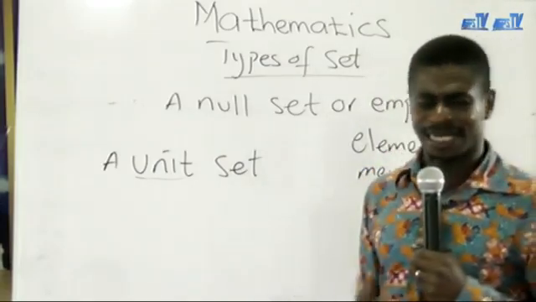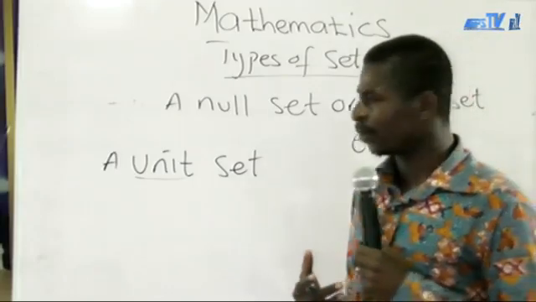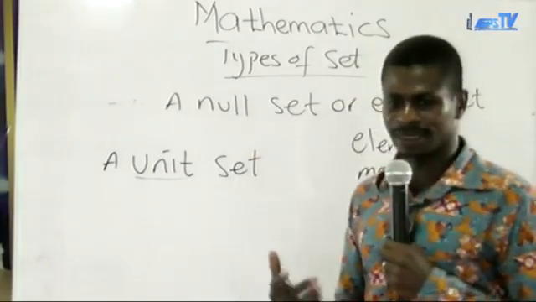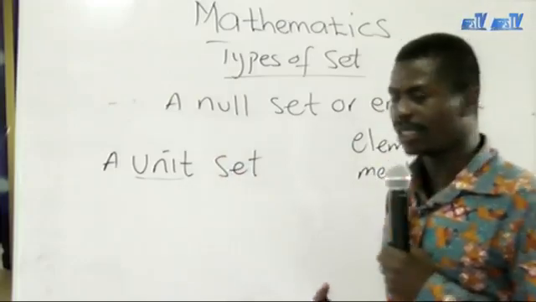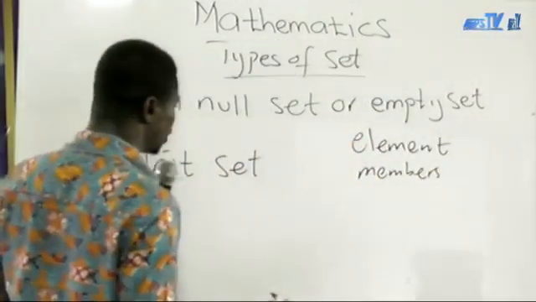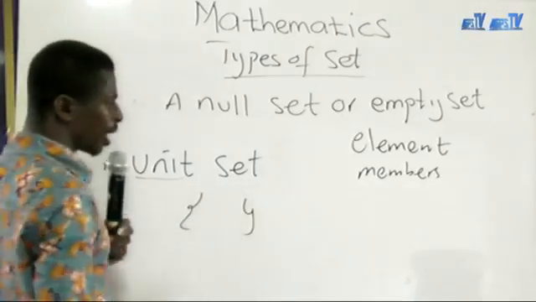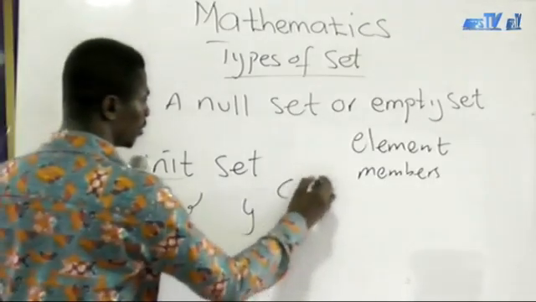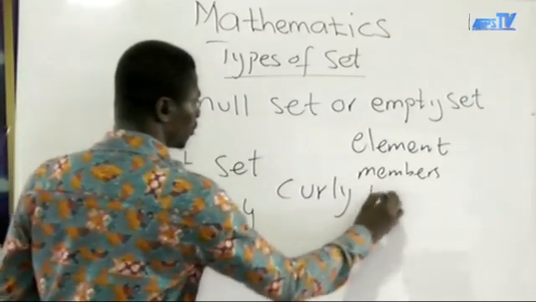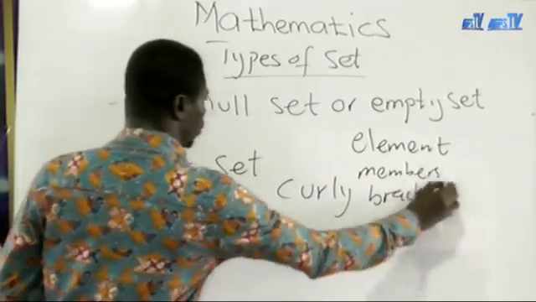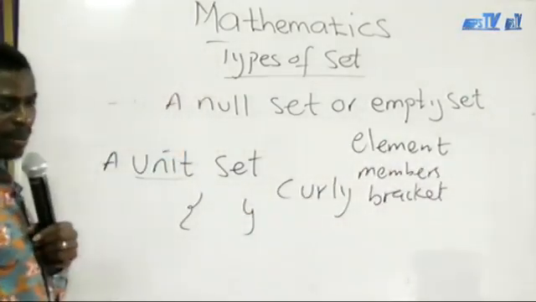But let me go back a little, and then we come to the null set. Let me take you back a little, and draw your attention that a null set is illustrated in a curly bracket without any member.